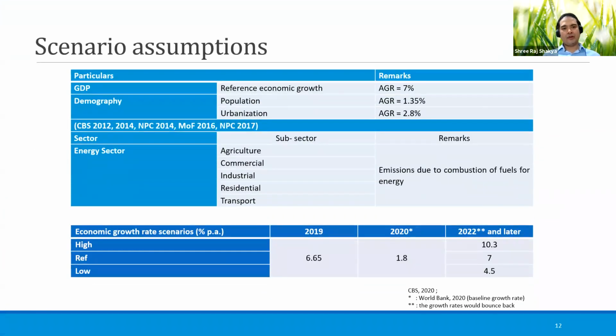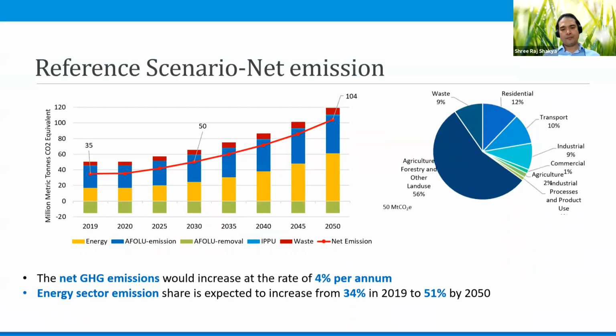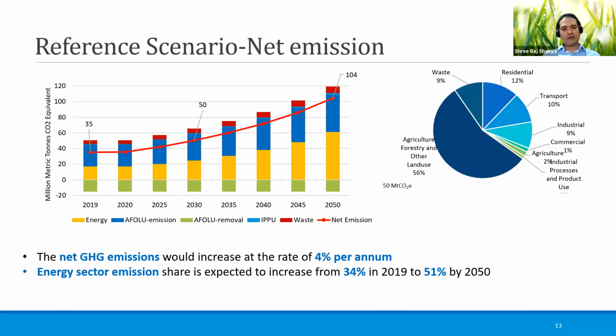So these are some of the scenario assumptions. It has been assumed that under the reference scenario, GDP growth rate will be 7%, population 1.35%, urbanization 2.8%, and so on. So under the reference scenario, it has been observed that by 2050, the GHG emission of the country will be nearly 3 times more than 2019 level. So non-energy sector was the major contributor in 2019, whereas by 2050, energy sector will be the major contributor.